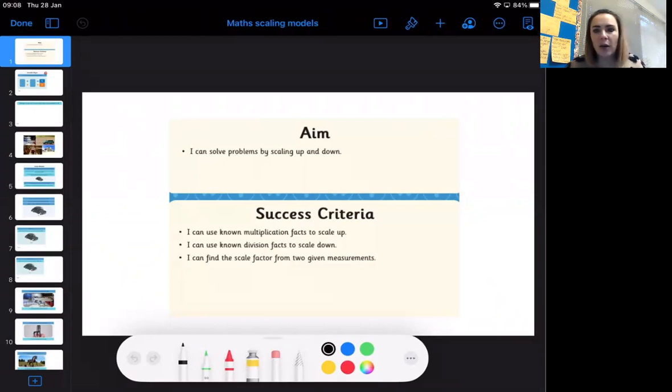Yesterday we reminded ourselves of how to half and how to double, whether we're scaling up or scaling down. So the aim of today's lesson is: I can solve problems by scaling up and down.